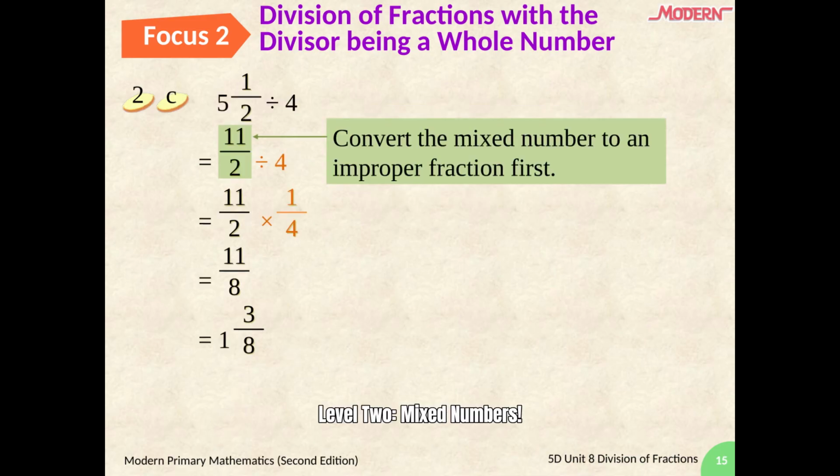Level 2, mixed numbers. Slide 15. 5 1/2 divided by 4. Wait, stop the clock. We have a hurdle. You must convert the mixed number to an improper fraction first. 5 1/2 becomes 11 halves. Now we do the swap. 11 halves times 1/4. Result, 11/8 or 1 3/8. Remember the sequence: convert, swap, flip. If you forget to convert, your math engine will stall. Great execution, team. Level 3 is next.